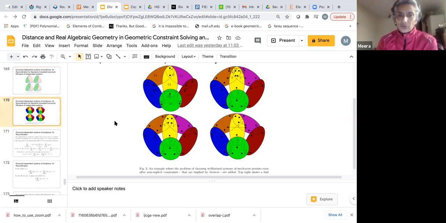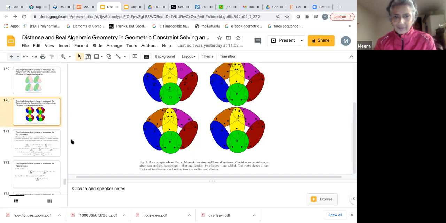Okay, so here's another example of various different ways you can do this. The slides are available. This one actually shows a bad one, and these two are good choices, independent choices.